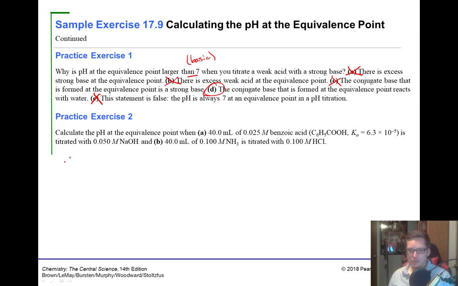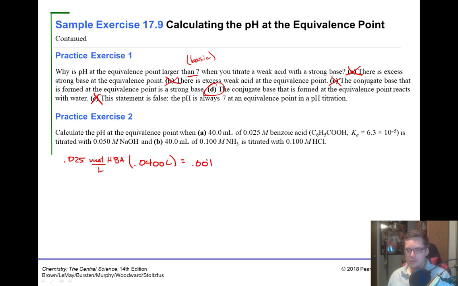Okay, so we take our 0.025 moles per liter of our benzoic acid, we'll call that HBA, just to save ourselves some time here. And we're going to multiply that by the volume so we get just the moles. So we'll multiply that by 0.0400 liters. Okay, so we take 0.025 times 0.04, we get 0.001.